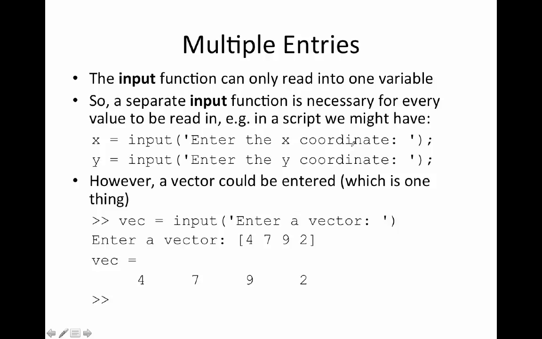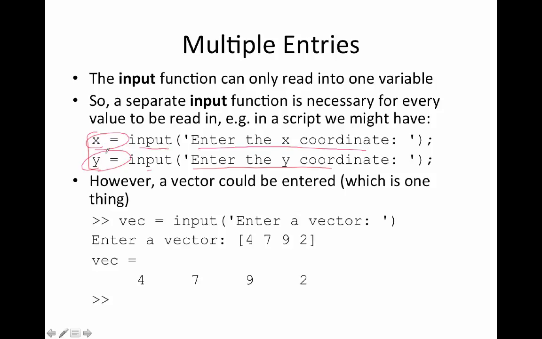The input function in MATLAB can only read into one variable. So you have to have a separate input function for every value that you want to read in. So let's say, for example, we want to prompt the user for x and y coordinates of a point. We'd have to do it in two separate assignment statements using two separate inputs. So we'd say input, enter the x coordinate and store whatever the user enters in a variable x, and then a second input, enter the y coordinate and store whatever the user enters into a variable y. So again, an input function can only read into one variable.